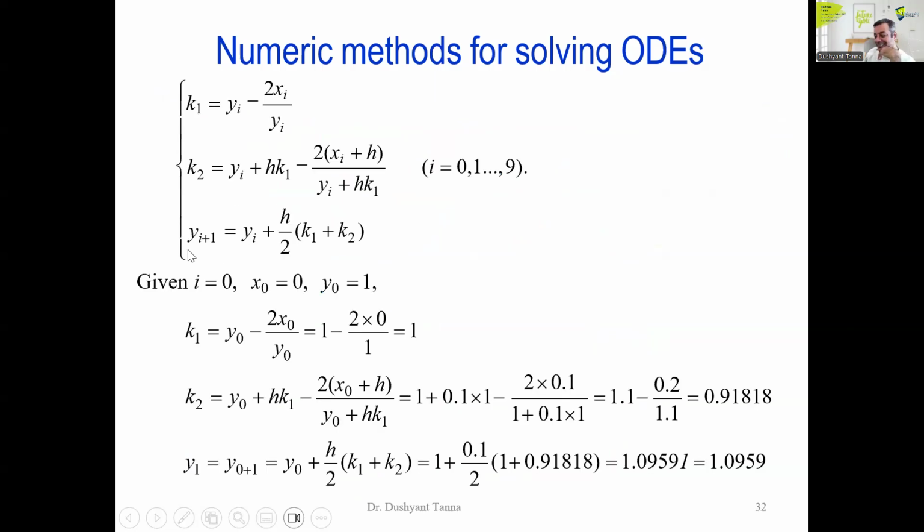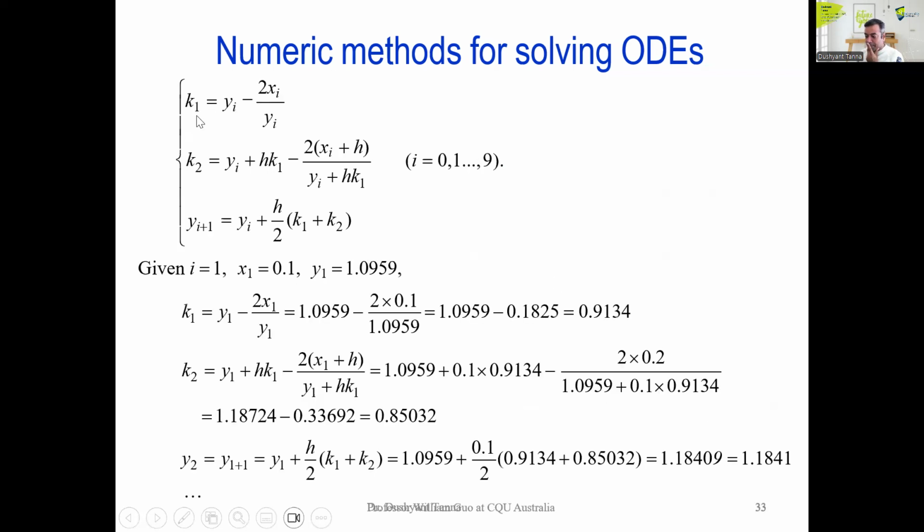It's written a bit nicely here. K1 is y_i minus 2x_i over y_i. K2 is y_{i+1} minus 2x_{i+1} over y_{i+1}. And therefore, when you let i equal to 0, you get x0, y0, the same thing which we had done. It was just written a bit nicely, typed. Once you get that bit sorted, then you go for the next one.